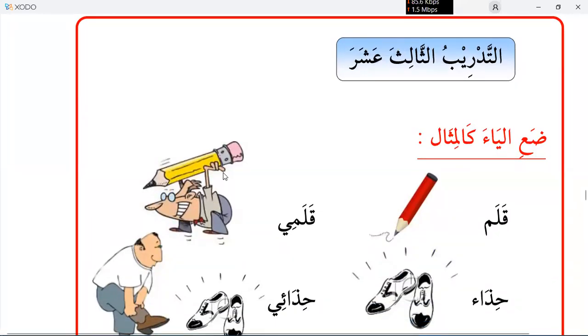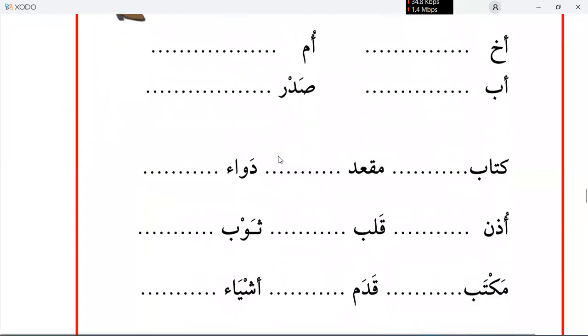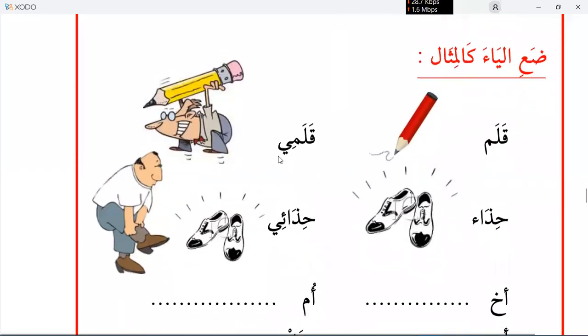Exercise 13: put the ya like the example. Qalam, a pen; qalami, my pen. Hidha, shoe; hidhai, my shoe. So in this way you need to put ya to each word.